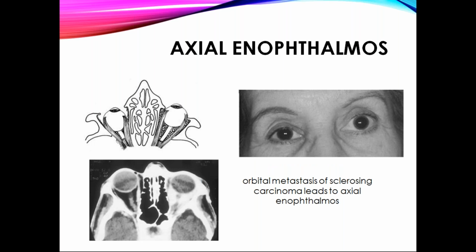Now, what is axial enophthalmos? You can see here the eyeball has sunken inside. The eyeball has gone inside. So this is an example of axial enophthalmos. If you compare this picture to a normal eye, this eye seems to have gone inside. A case of orbital metastasis of sclerosing carcinoma leads to axial enophthalmos. The eyeball is pulled inwards. Here I am just mentioning enophthalmos, but our topic today is proptosis.